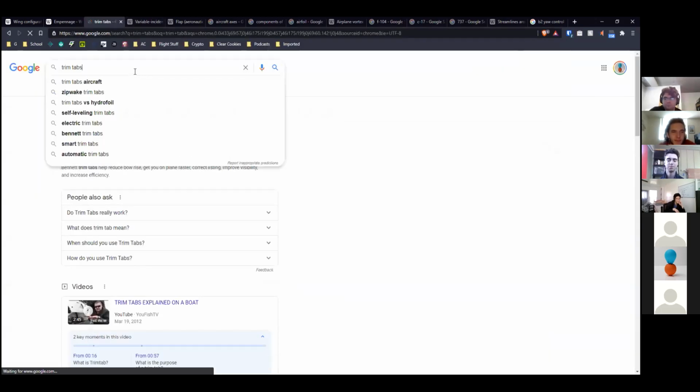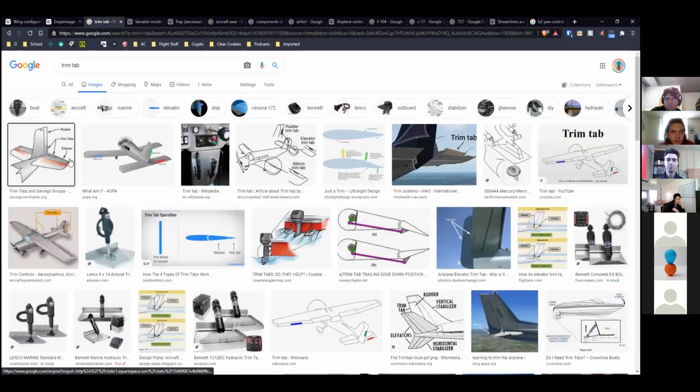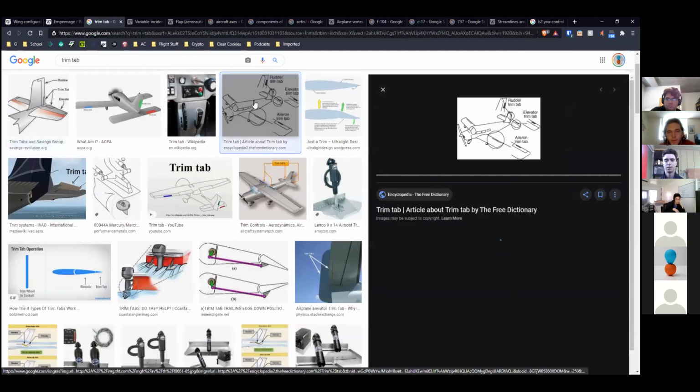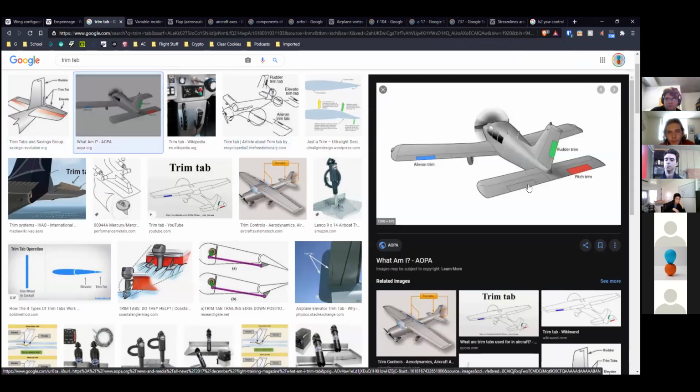It's basically just a tiny control surface on or next to the existing control surface. So you've got the elevator, and then you've got the elevator trim, and you've got the rudder and the rudder trim. And then you can also have it on the ailerons. That's very small, sorry. But basically, it'll deflect in the opposite direction of what the control surface normally does.